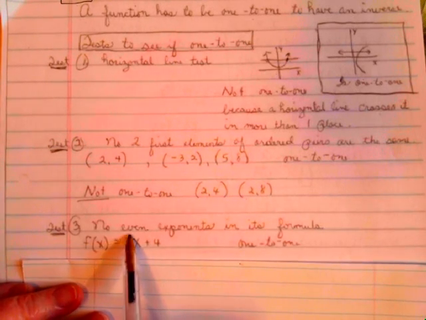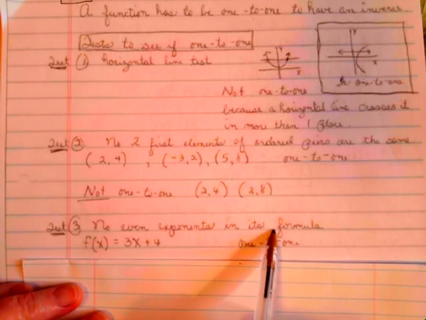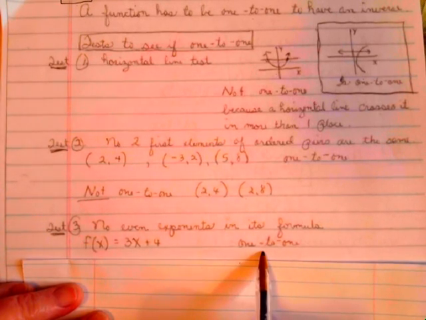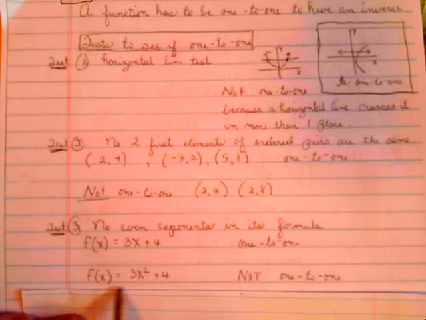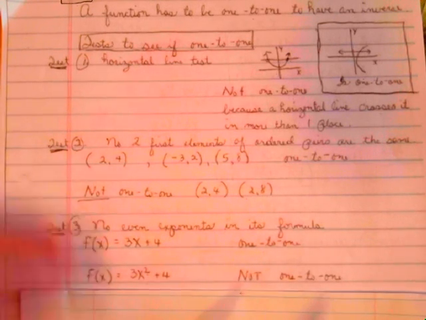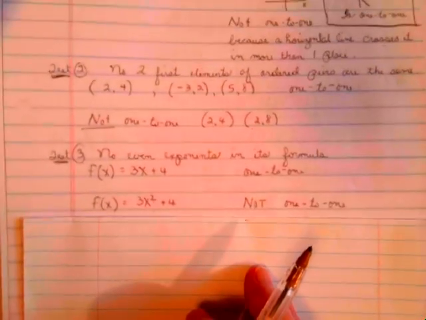Test 3: no even exponents in its formula. If I have y equals 3x plus 4, that is one-to-one. If I have f of x equals 3x squared plus 4, it is not one-to-one because I have an even exponent. If that said 3x to the 4th or 3x to the 6th, it would be not one-to-one.